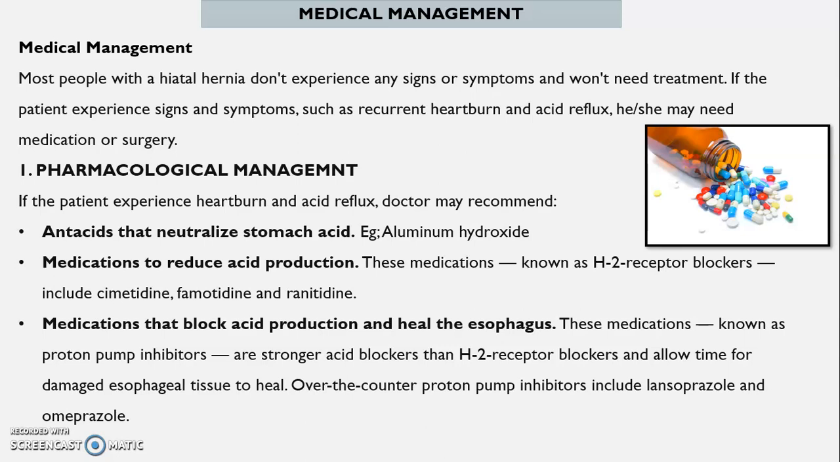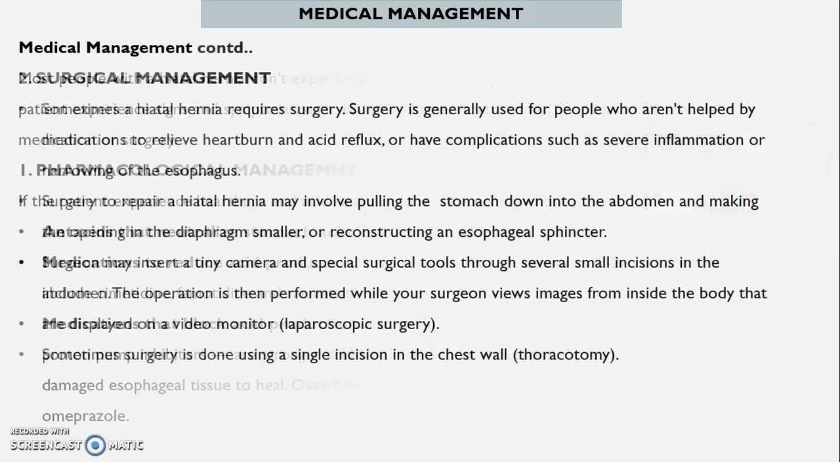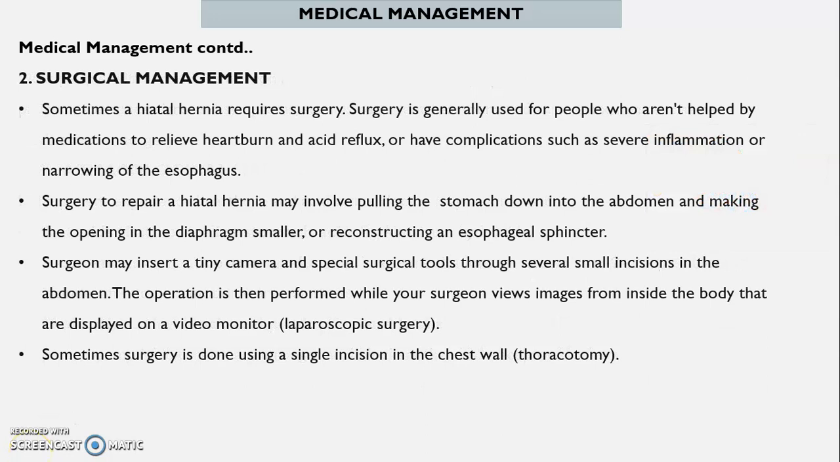If the patient experiences heartburn and acid reflux, the doctor may recommend medications like antacids, H2 receptor blockers, and proton pump inhibitors. Antacids like aluminum hydroxide help to neutralize stomach acid. H2 receptor blockers reduce acid production, for example cimetidine, famotidine, and ranitidine. Proton pump inhibitors are stronger acid blockers than H2 receptor blockers and allow time for damaged esophageal tissue to heal. Over-the-counter proton pump inhibitors include lansoprazole and omeprazole. Sometimes a hiatal hernia requires surgery.